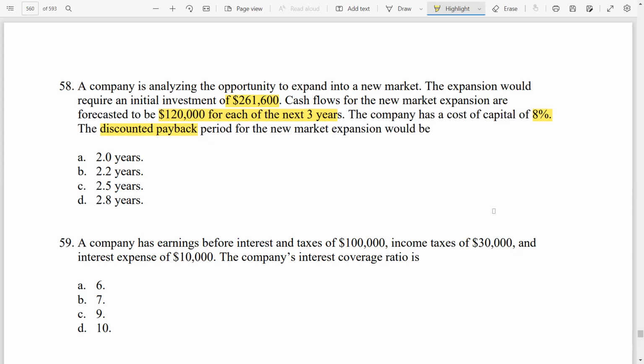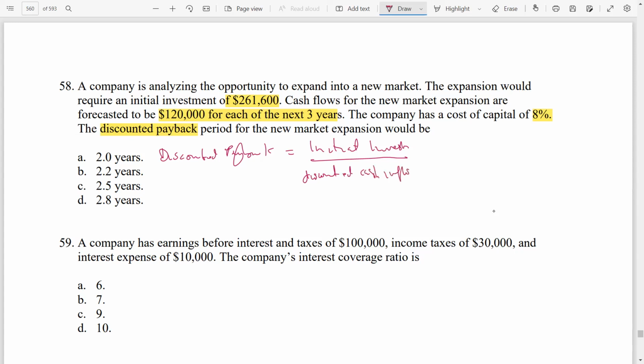The formula for discounted payback is initial investment divided by discounted cash inflow. The initial investment is 261,600, divided by discounted cash flow. How do we get a discounted cash flow?